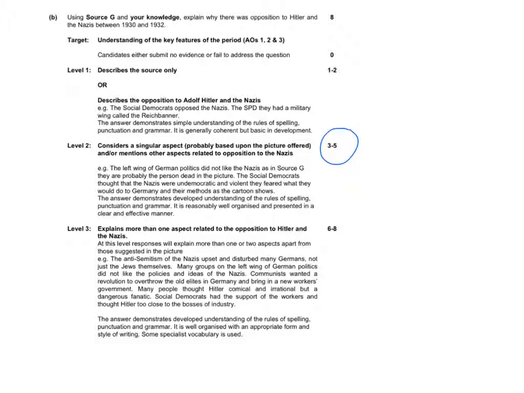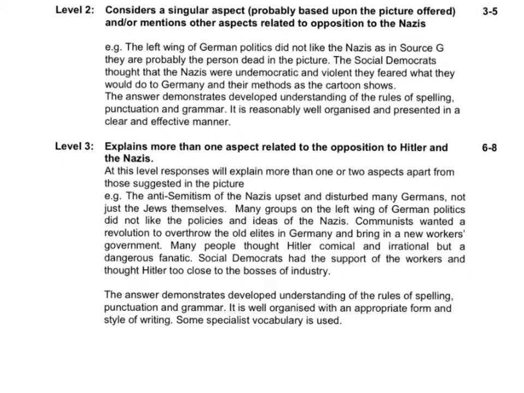In order to get level 3, what the exam board were looking for, if I just make this a bit bigger, one or more aspects apart from those suggested in the picture. So in order to get level 3, you needed to give 2 other reasons for opposition beyond the source. And here you can see that they suggested the anti-Semitism meant that they got opposition from the Jews.